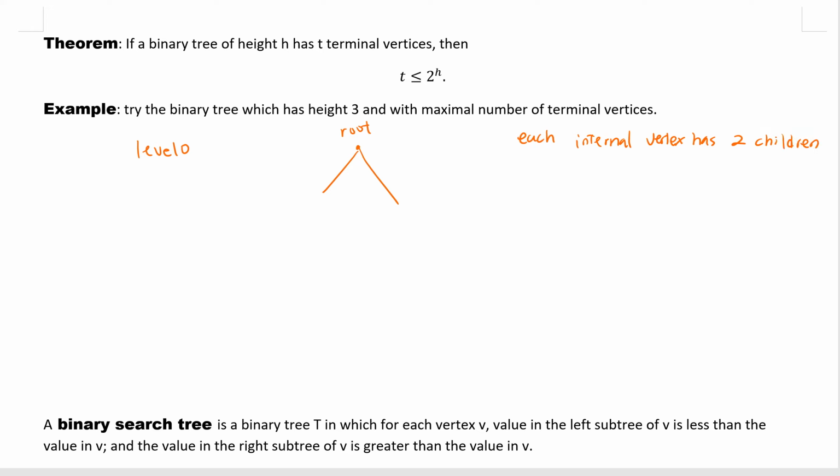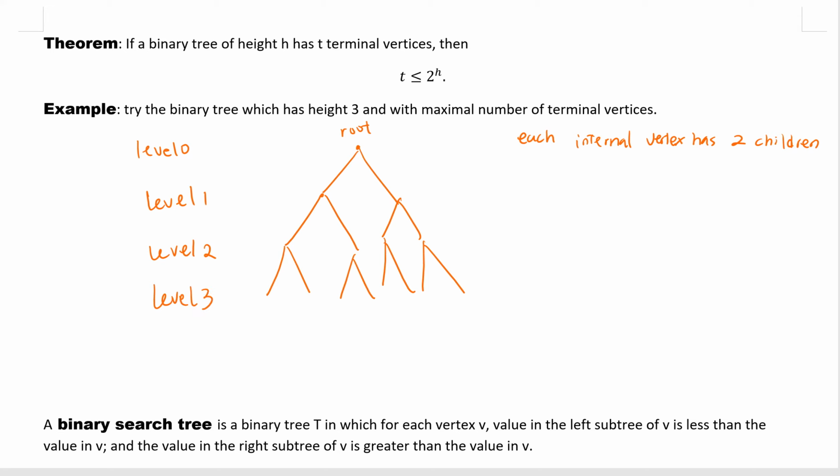And then so next step, we're going to have 2 children. So this is level 1, this is level 2, right? And then when we have more, so this is level 3. And how about the number of vertices in that level? Okay, so the number of vertices at that level.